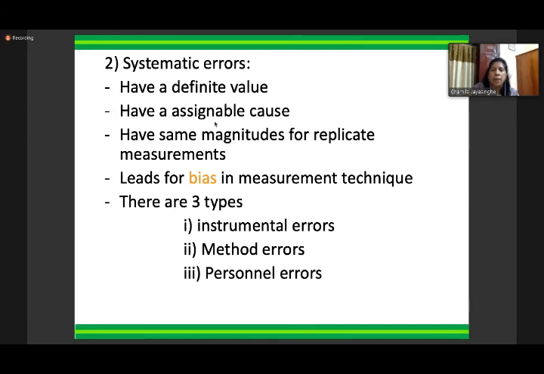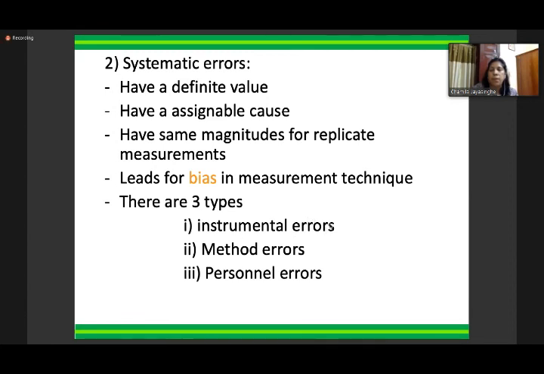There are three types under the systematic error. First one is instrumental error. Second one is method error, and third one is personal error. I think this was in the assignment, in the reading material, right?